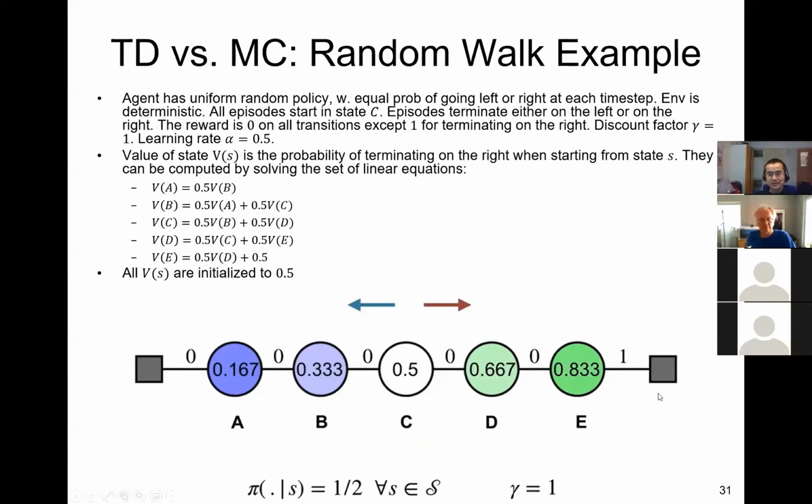So that's a good state. Discount factor gamma is 1, learning rate alpha is 0.5. So the value of each state is the probability of terminating on the right when starting from state S, based on the definition, since the only reward you get is 1 for exiting on the right.